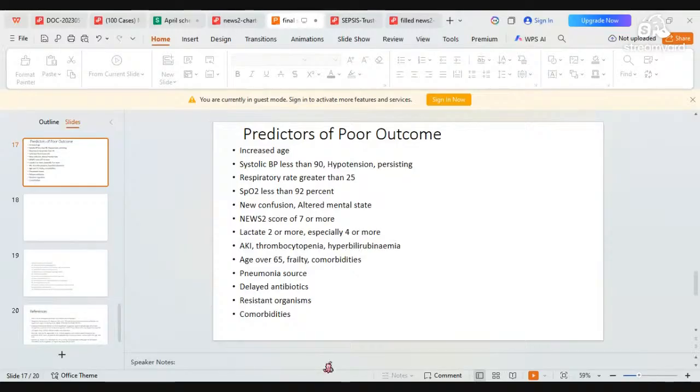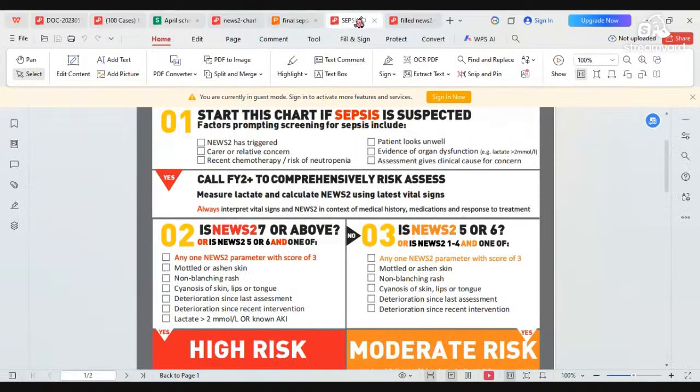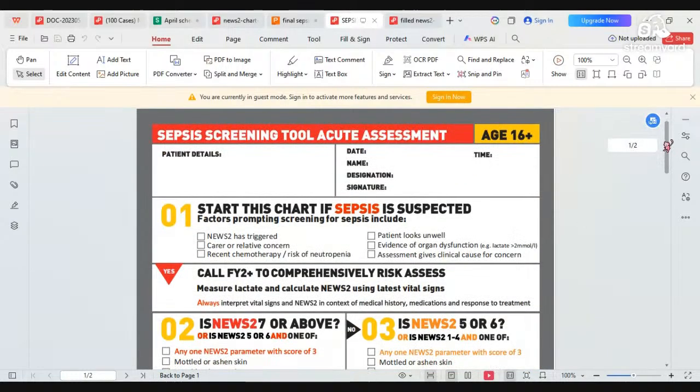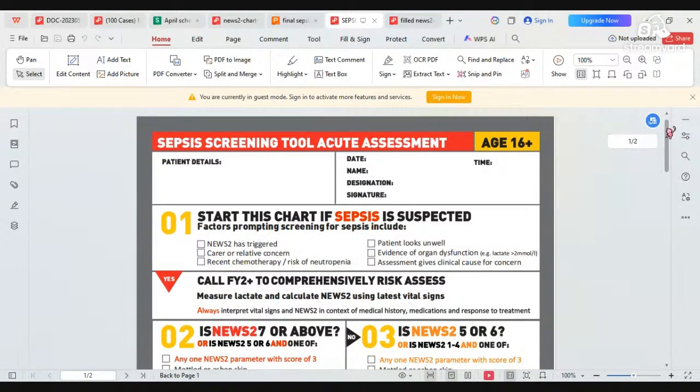Okay, so I'll just check the chat if there are questions on the chat. No questions so far. And yeah, I think I've come to the end of this presentation. Except we want to just take a few minutes to look at this sepsis screening tool.